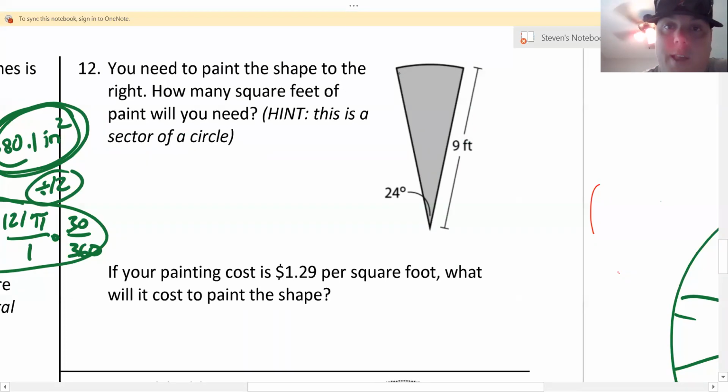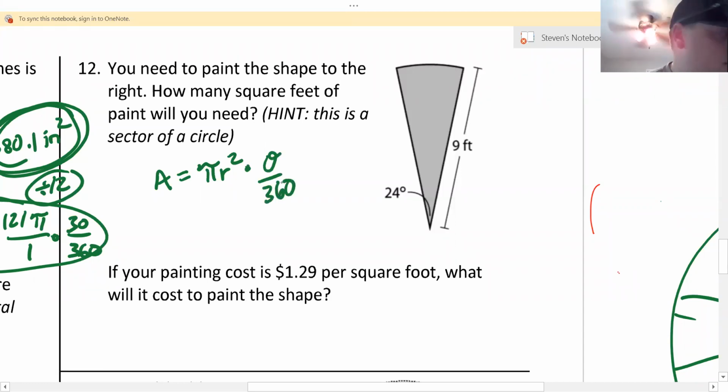So they're asking for the sector area, right? So we know that sector area, and that's what we've been doing all today, is pi times radius squared. That's a full circle, but then we want to multiply it by theta over 360. Okay, so we just need the radius and the angle measure. So you can see they're giving us the radius right here.